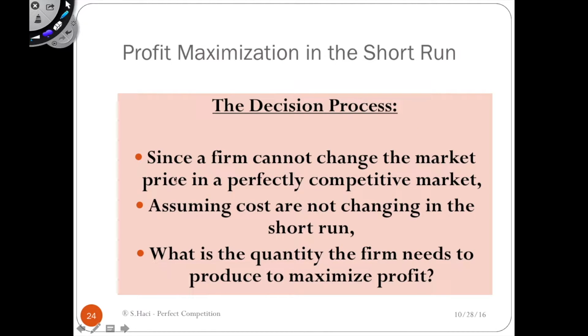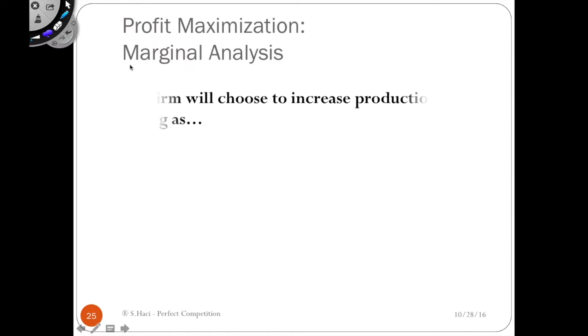So here's the decision process for these businesses in a competitive market. They cannot change the market price since they are in a competitive market. We are assuming that the costs are not changing since they've already been trying to minimize those costs. They're always striving to minimize those costs, but assuming in the short run they cannot lower them any further. So the only thing they can try to figure out is how much quantity they need to produce in order to maximize the profit.